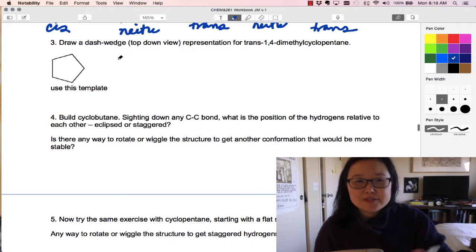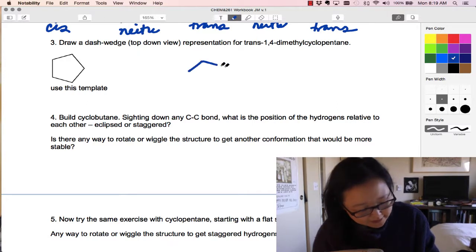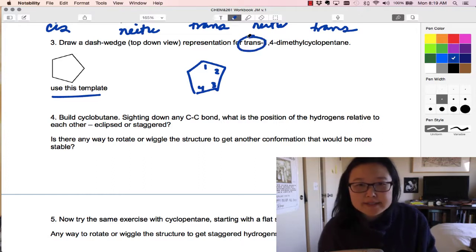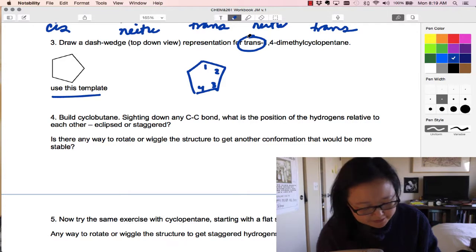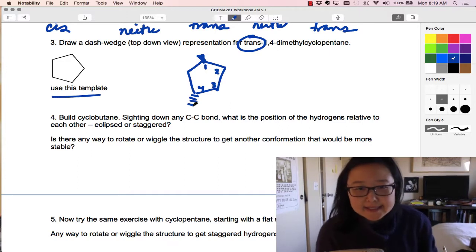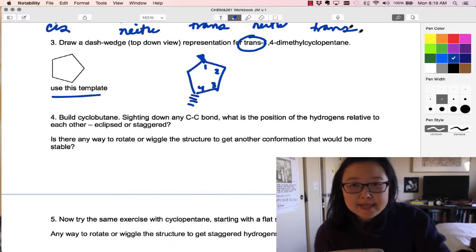So now let's draw trans 1,4-dimethyl cyclopentane. I'm going to use the template over here. So I'm going to start numbering 1, 2, 3, 4, and 1,4-dimethyl. And I want trans, so think about that. Do I want to use both wedges, both dashes, or one of each? I'm going to use one of each for trans. They're on opposite sides. Now, I made a mistake in naming this.